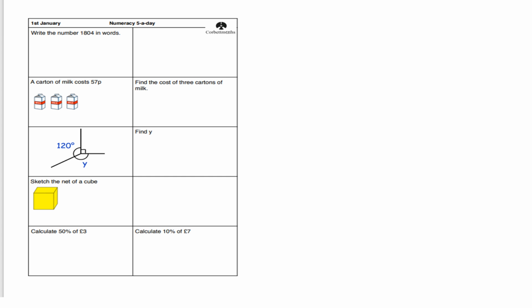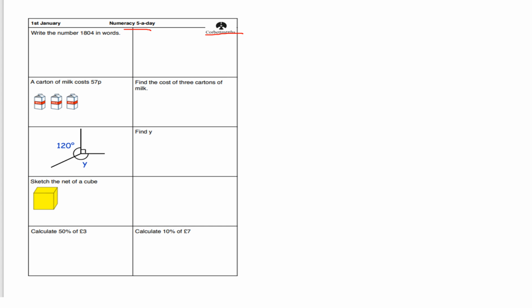Okay guys, so in today's video we're looking at the 1st of January for the Numeracy 5 a day, and it's from the Corbett Maths website. Corbett Maths as well is a fantastic resource for Key Stage 1, Key Stage 2, Key Stage 3, GCSE and even AS and A2 level maths, and even GCSE further maths, as well as the A-level cohort. Okay, so this is the first question.